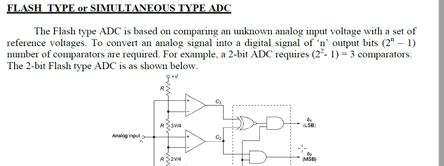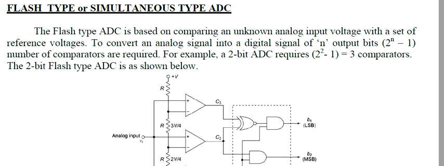Here the analog input Vi is fed to the positive input terminal of the comparators, and different reference voltages are fed to the negative terminal of the comparators. If the positive voltage is greater than the negative voltage, then the output of that particular comparator becomes high, else the output of the comparator becomes low.